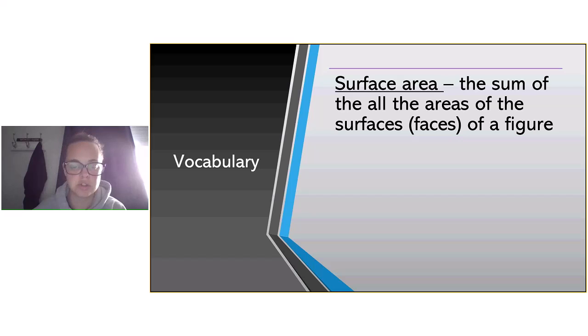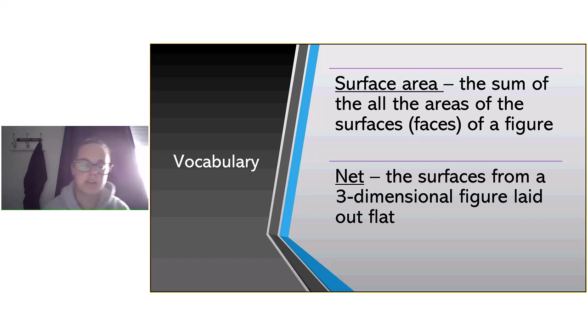Oftentimes when teachers try to explain surface area to students, they might say something like, how much wrapping paper would it take to cover the outside of a three-dimensional shape? So remember, we discussed that area itself is two-dimensional. This is surface area. So just what's the area of all of the faces or surfaces of the figure added together?